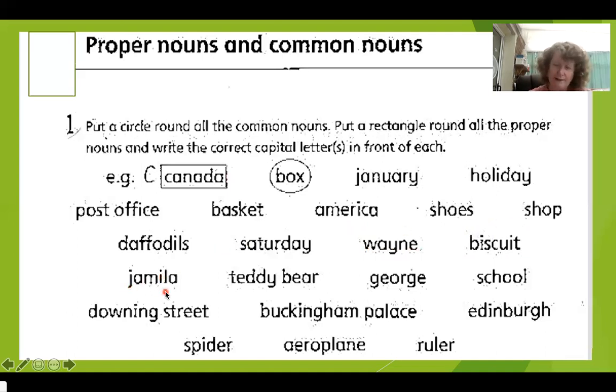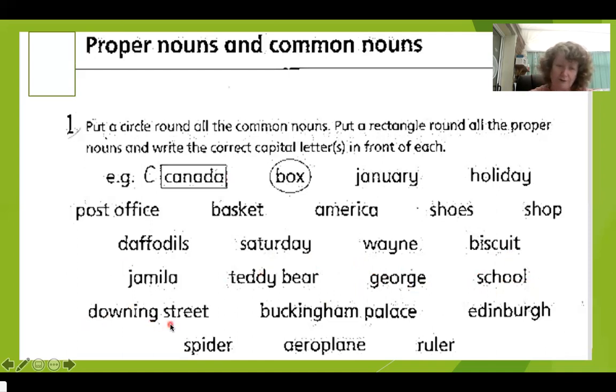Jamelia. Now that looks like a name to me. Sounds like a name. So let's put that in a rectangle with a capital J. Teddy bear. No particular teddy bear, no particular name. So that's a circle. George. Oh, now that definitely is a name, isn't it? So that goes in the rectangle with a capital G. School. Doesn't say what school. So it's a common noun in a circle.